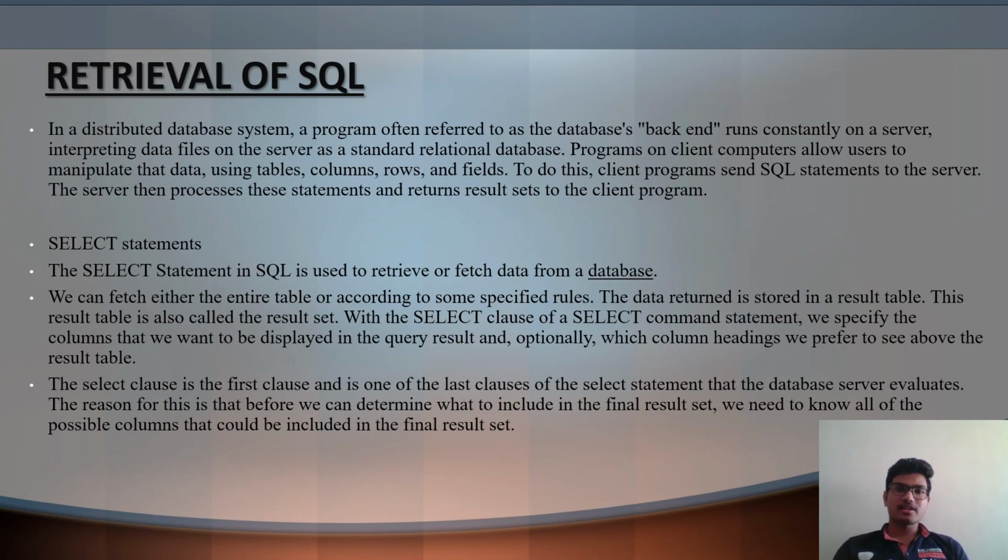Next we'll see about the retrieval of SQL. In a distributed data system, a program often referred to as database backend runs constantly on a server, interpreting data files on the server as a standard relational database. Programs on client computers allow users to manipulate this data using tables, columns, rows, and fields. To do this, the client programs send SQL statements to the server. The server then processes these statements and returns results to the client program.